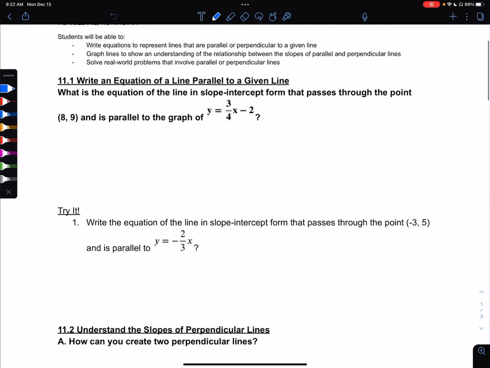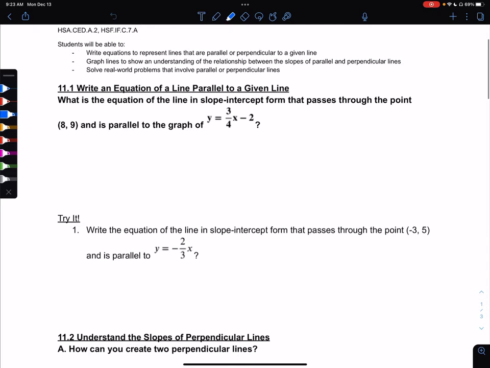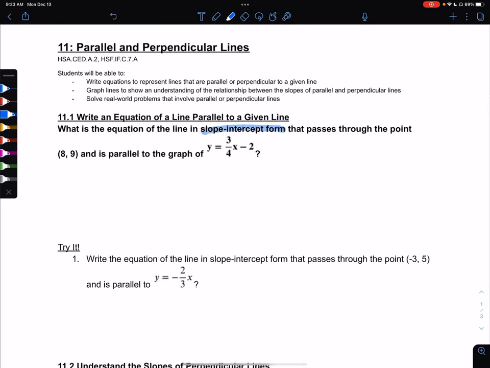In this video, we're going to look at topic 11, example 1, where we write an equation of a line parallel to a given line. So the question: what is the equation of the line in slope-intercept form? So we want to keep that in mind. We want slope-intercept form that passes through the point (8, 9) and is parallel to the graph of y equals 3/4 x minus 2.